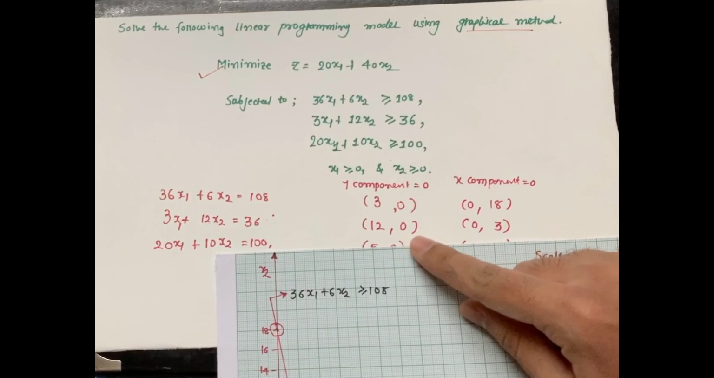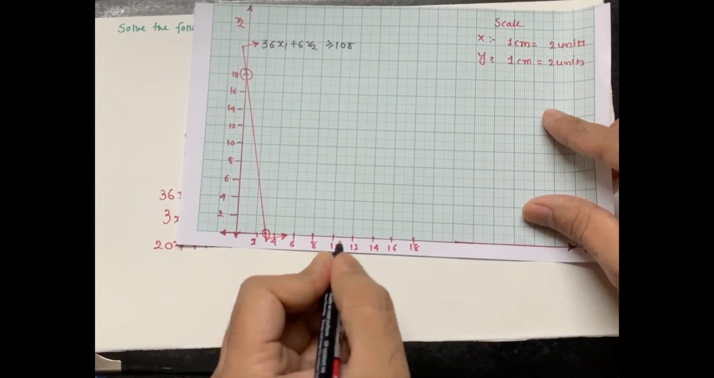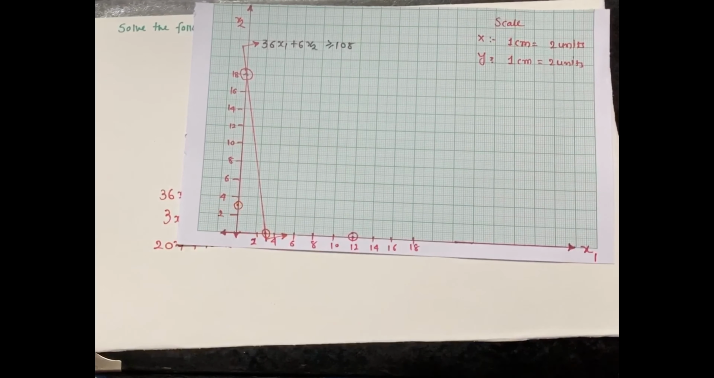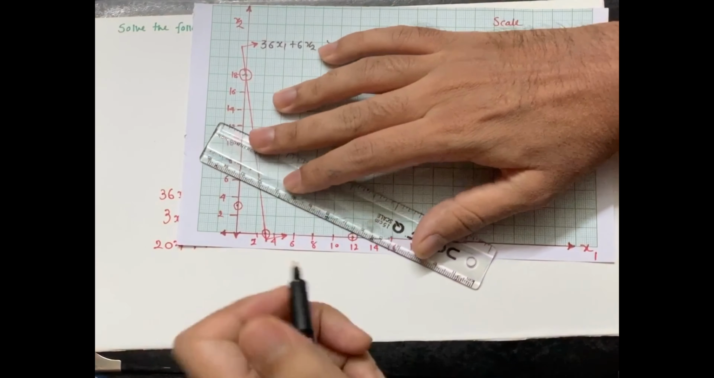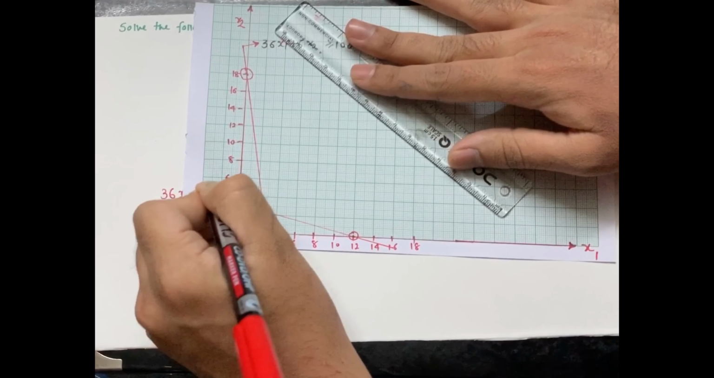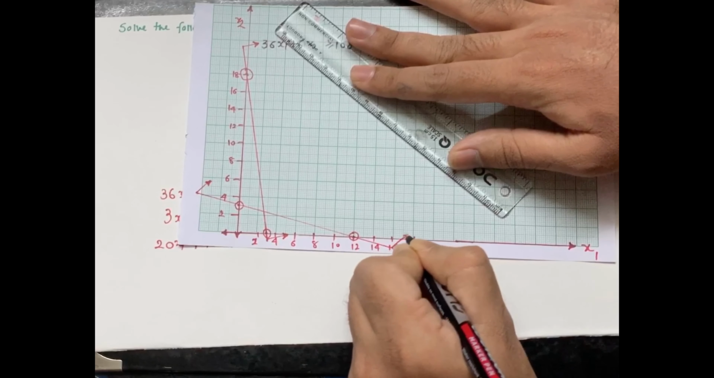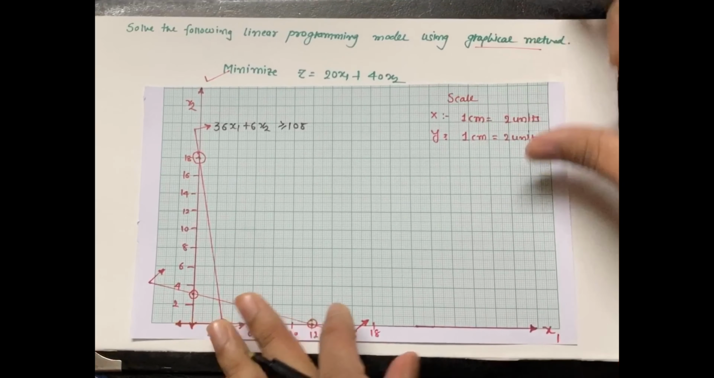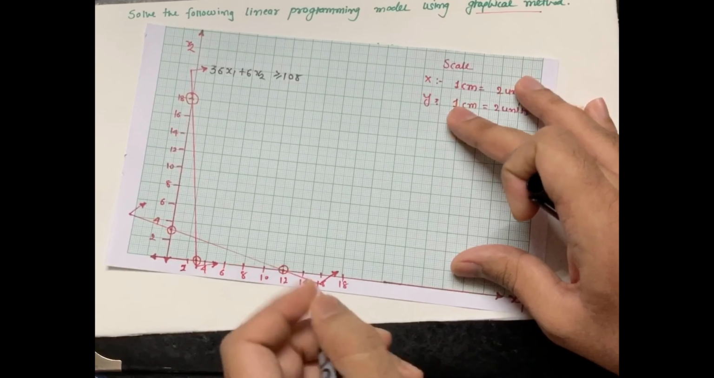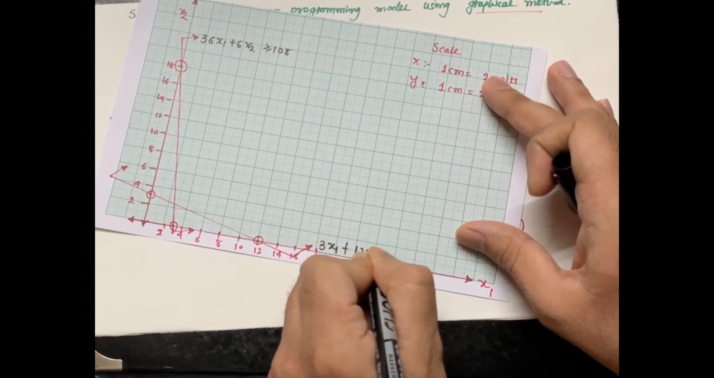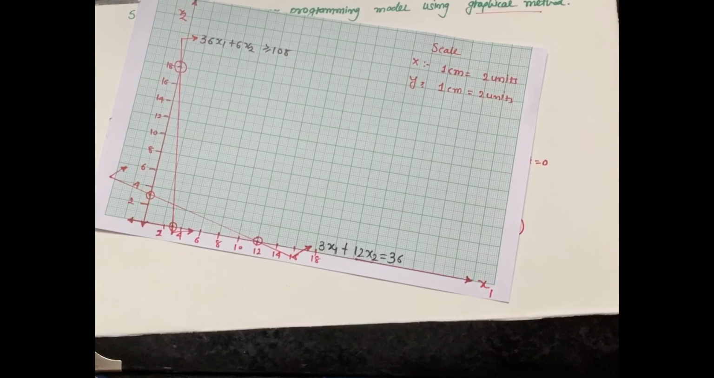Second, for the second line the points are (12, 0) and (0, 3). Connect these points. The inequality is again of greater than or equal to type. Label the line, that is 3x1 + 12x2 = 36. Inequalities are of greater than type, hence the arrows are shown in the upward direction.